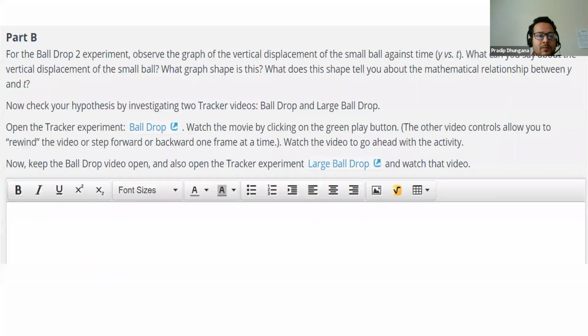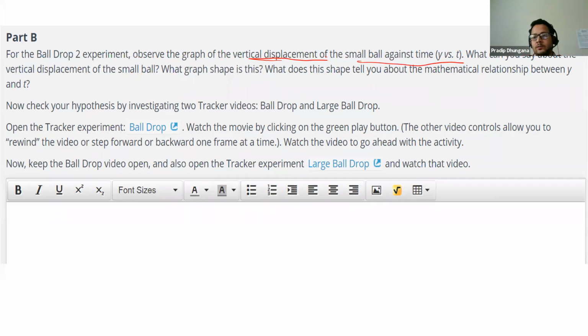Okay, now in part B. So let me read that question at first, and then we'll go through the tracker experiment. Okay. For the ball drop experiment, observe the graph of the vertical displacement of the small ball against time. Okay, let me write that one. So we were working on vertical displacement of the small ball against time.